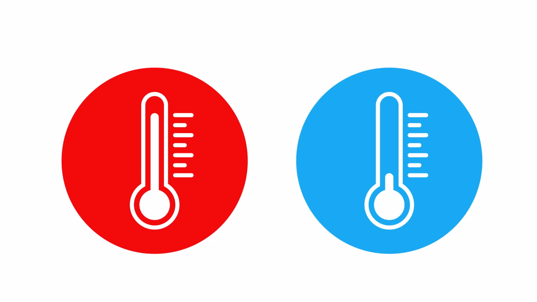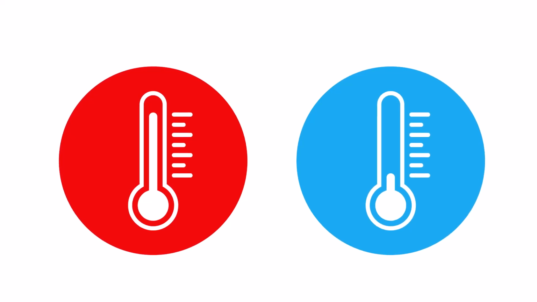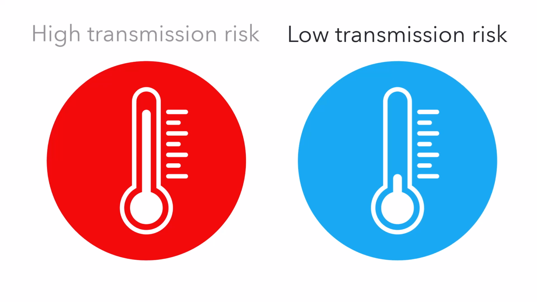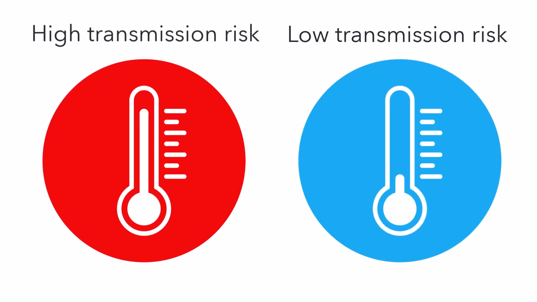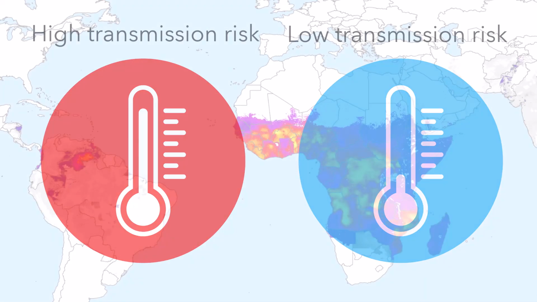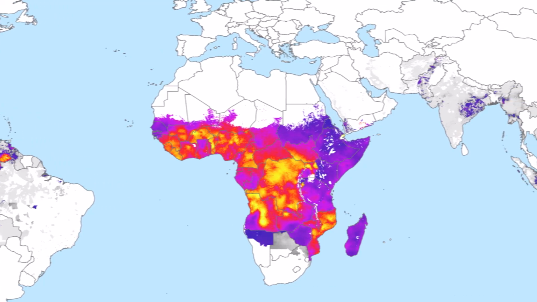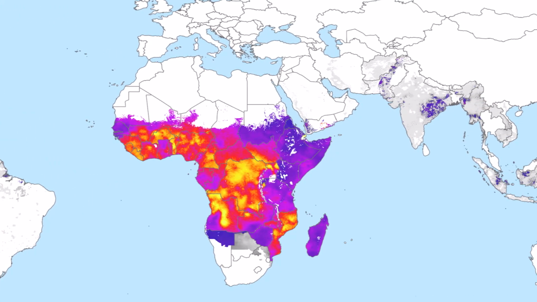What this means in practical terms is that at certain temperatures, malaria transmission risk is very low, while at other temperatures, the risk becomes much higher. This is why malaria is predominantly found in warm tropical regions.